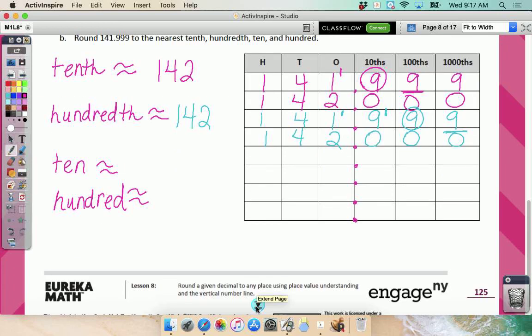So, nearest 10. 141.999. Table 1. Which digit should I circle? The 4. And underline the 1. Okay, so table 1, what does that tell me? 1 tells me to keep the 4 the same or add 1 is the game.